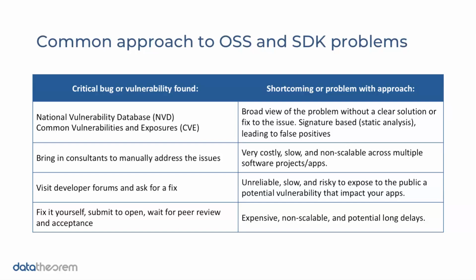Well, this leaves us to the mercy of the knowledge of someone who would be willing to help us. So in other words, it's unreliable, it's slow, and could mean that we're also exposing such vulnerability impacting our apps to the public, which is something that we definitely don't want.